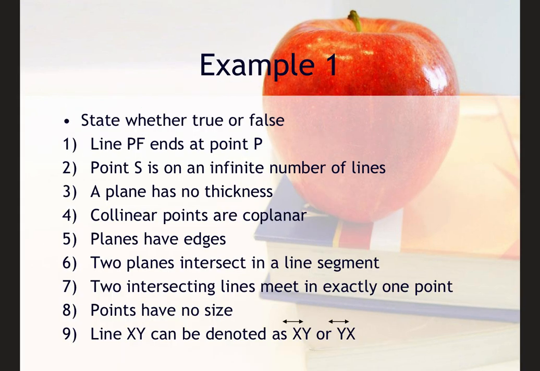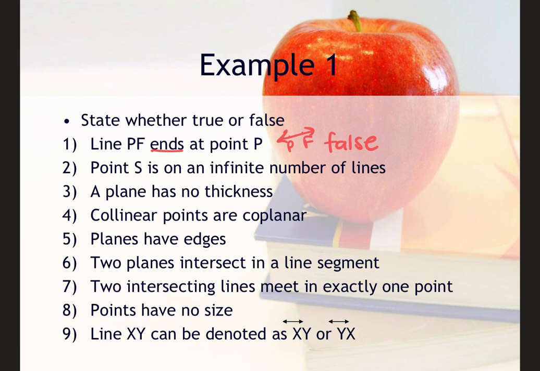All right, now let's do some application. This just says state whether it is true or false. Number 1, line PF ends at point P. Well, if it's a line with P and F, that means it is unending. So the trick word there is ends. It does not end at point P. This is false, and that is because lines don't end.